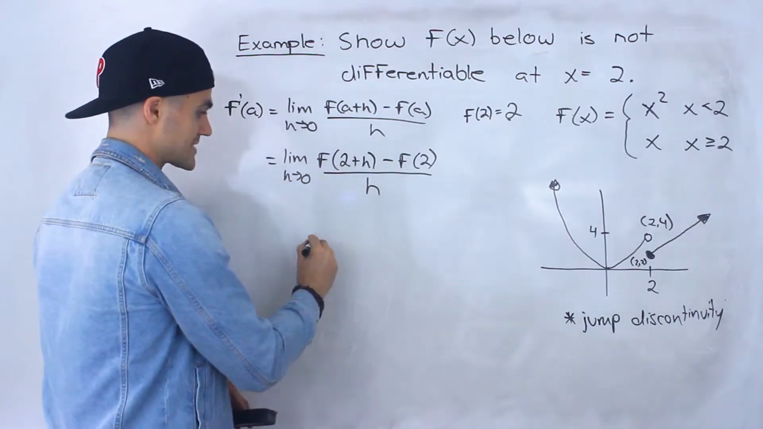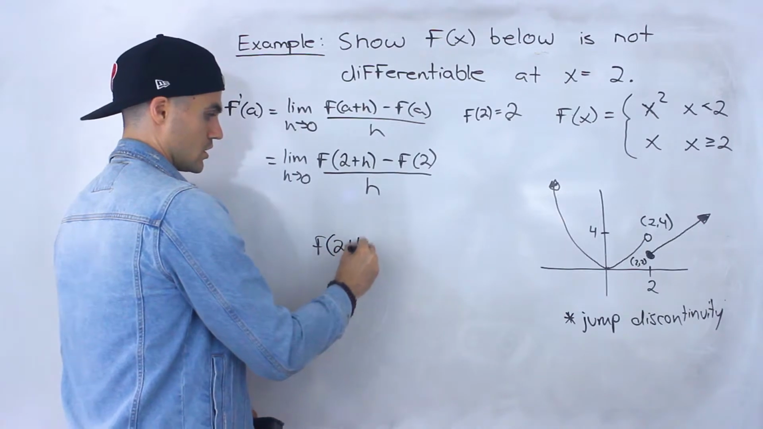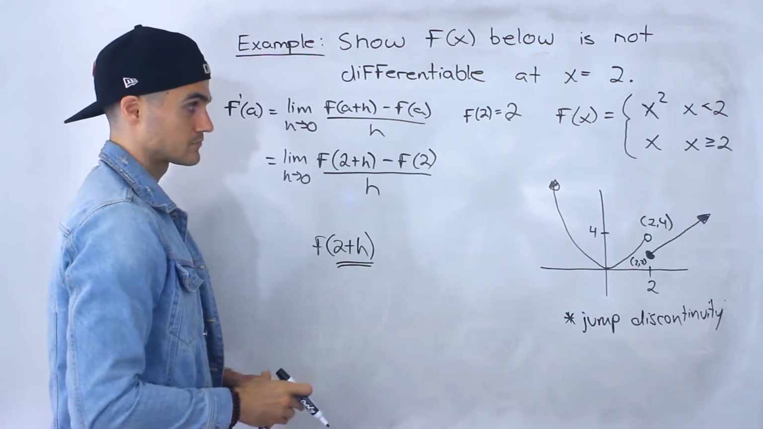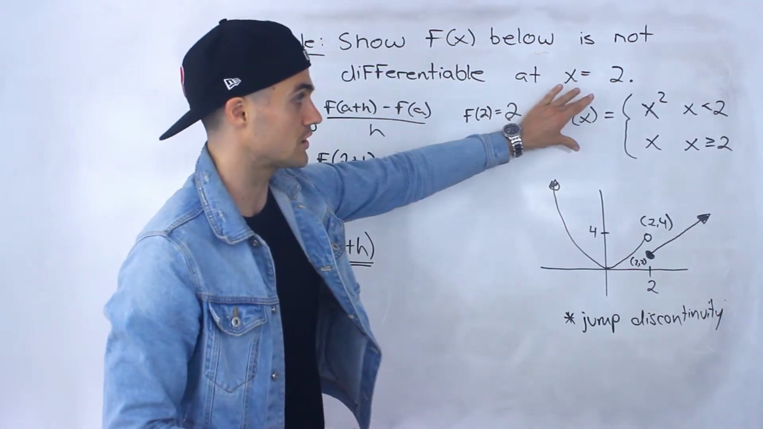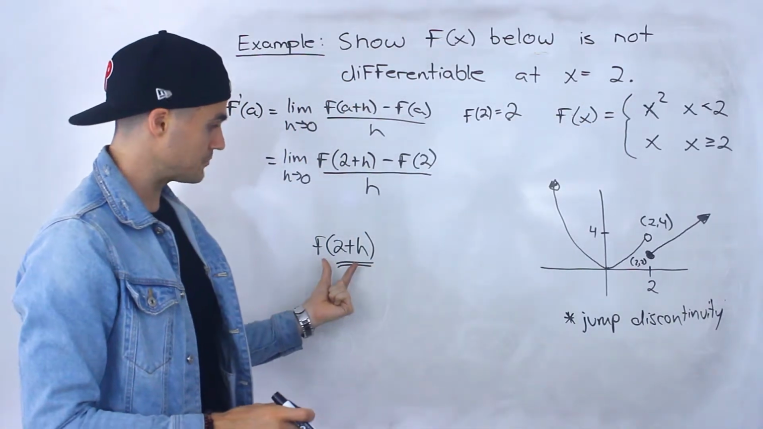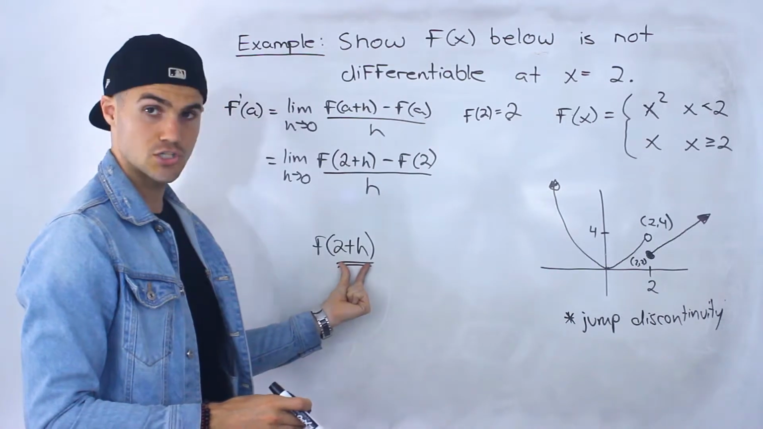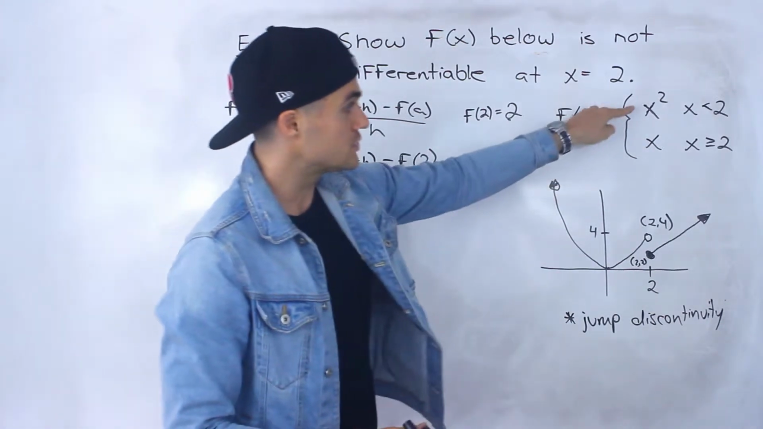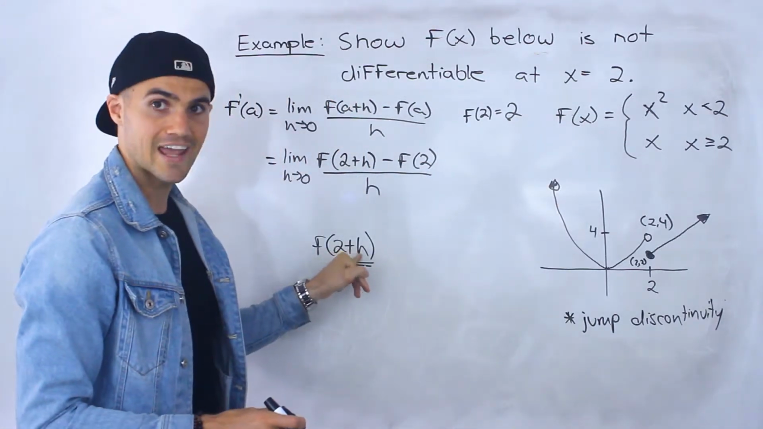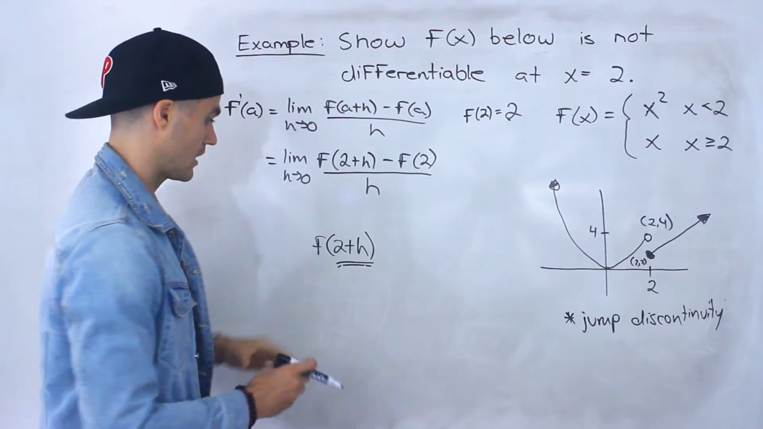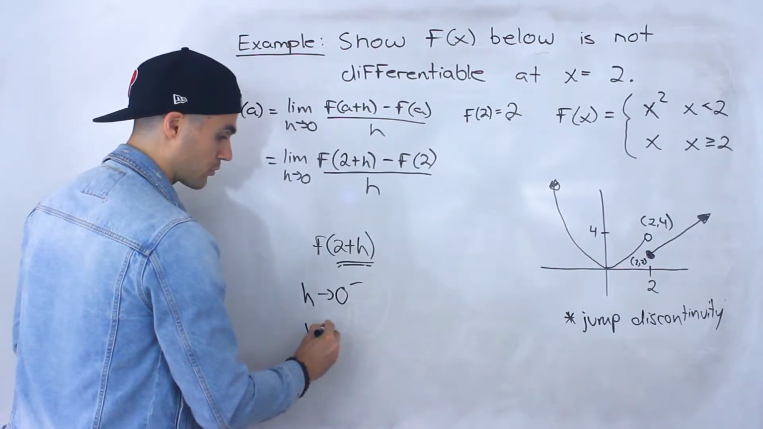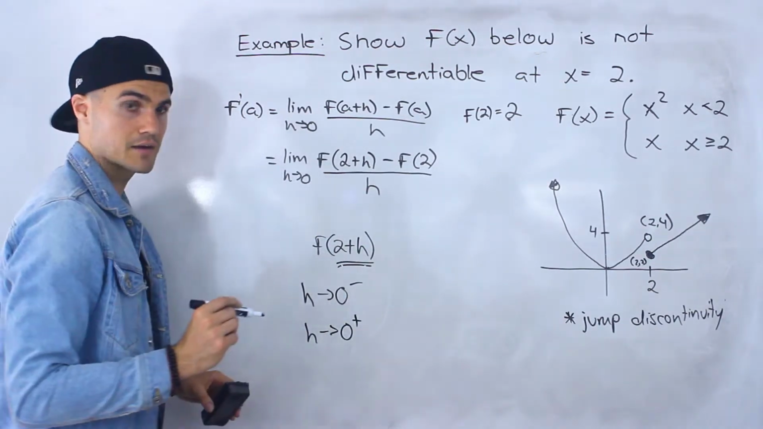And then f of 2 plus h, notice that we have to plug in this 2 plus h expression into one of these functions. The problem is that we're going to be plugging in this expression, 2 plus h, into either of these functions depending on what that h value is, and more specifically, if we're approaching that h value as 0 from the negative side or if we're approaching it from the positive side.